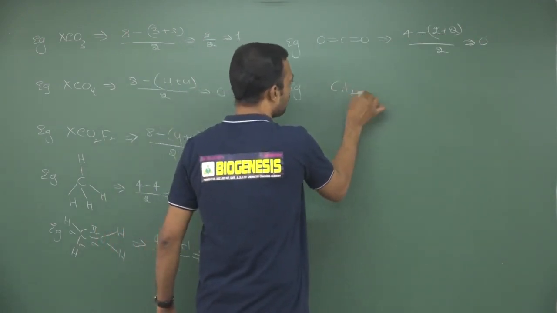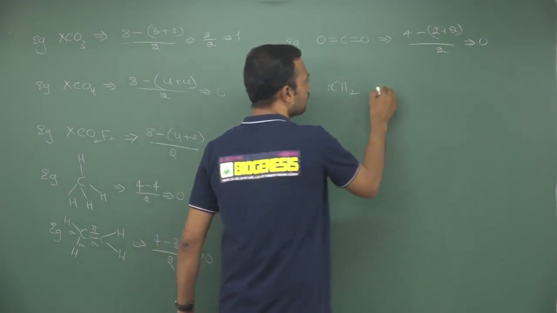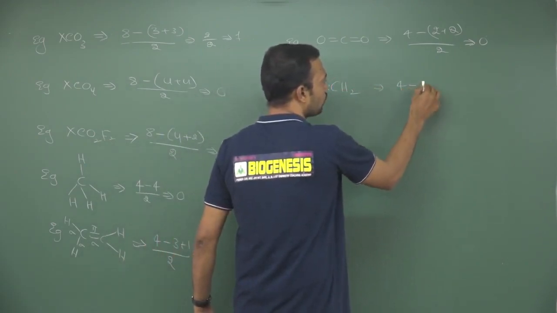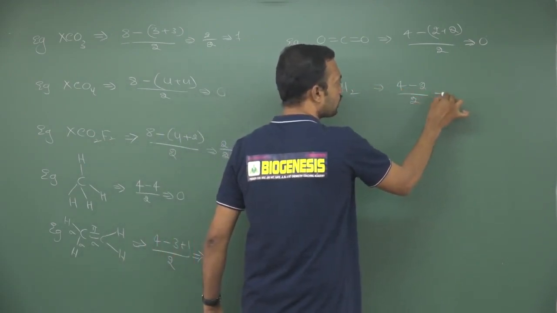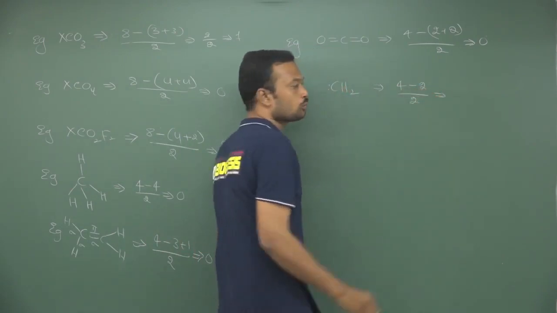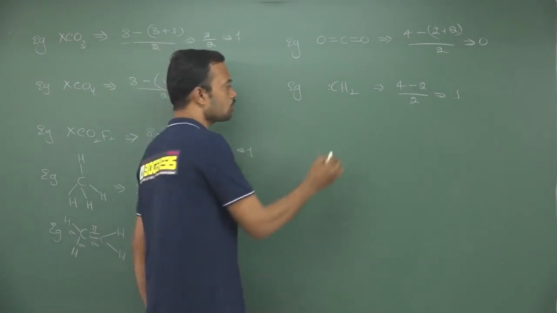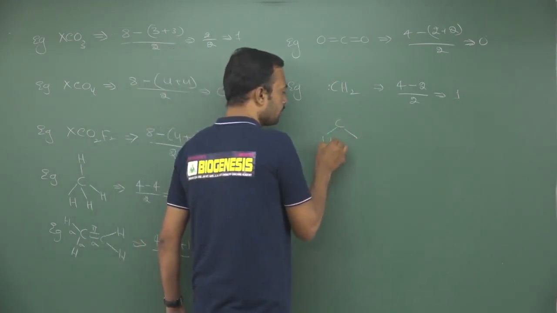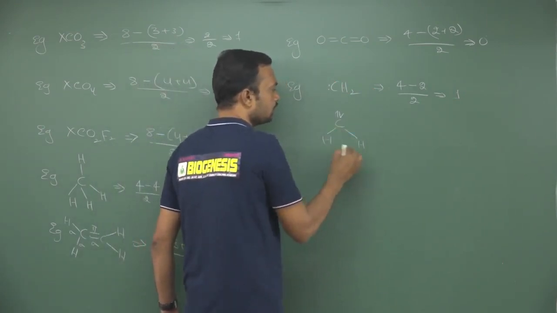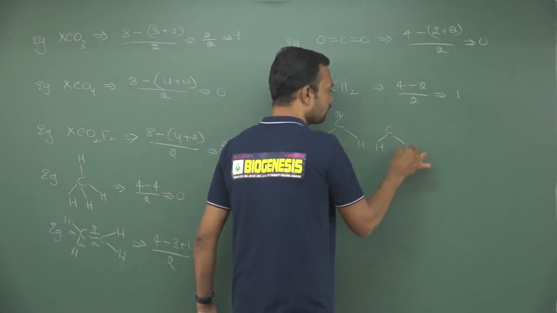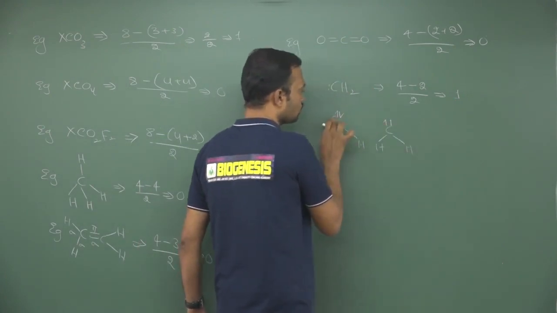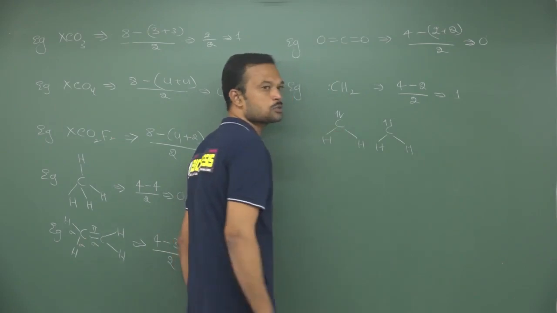Okay, now I am taking a carbene. This is carbene. Now group number is 4. Only 2 sigma bonds are present, no pi bonds. So 4 minus 2, that is 2 by 2. Finally carbene carries 1 lone pair of electrons. So carbenes are 2 types. We know very well, this is called singlet carbene and one more is triplet carbene. So 2 opposite spin, and here it is the same spin.